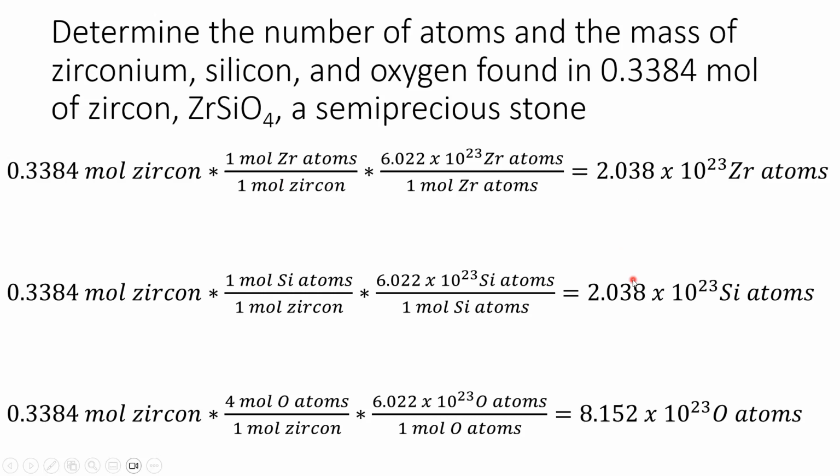And with zirconium and silicon, you're going to get the same answer, since we just have 1 of each of those in the chemical formula. But then with oxygen, since we have 4 oxygens per molecule, we get 4 times as many oxygens. So that's why we wind up with 8.152 times 10 to the 23rd.